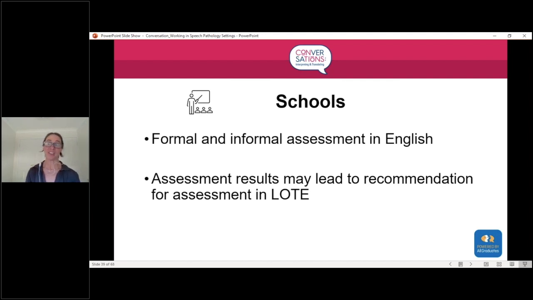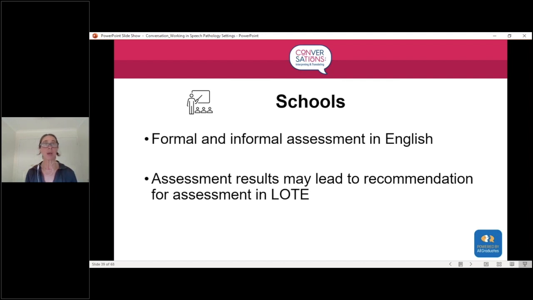Okay, so another huge area where speech pathologists work is in schools. Schools vary enormously, not just from state to state, but from school to school. But a lot of schools do conduct formal and informal assessment of English language. English language is really key in the school setting.